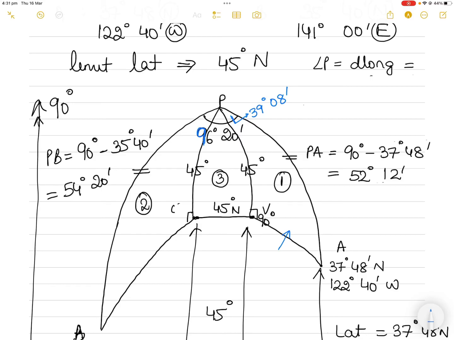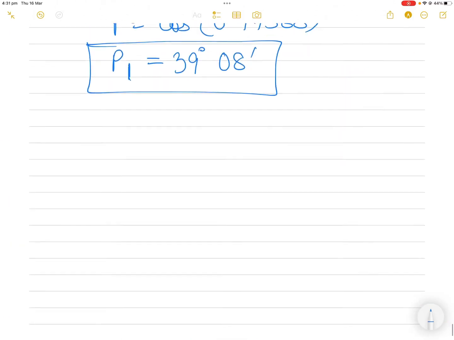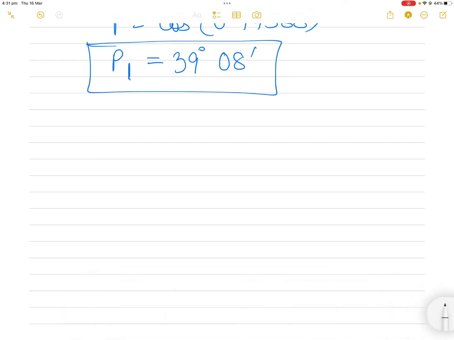Now let me find out similar values for triangle PBW. Alright, so you start off and I will join you. So how would you go about it? Triangle PBW, sorry, the W got erased. So draw triangle PBW. I'll use a different color pen. So this is how it looks currently. PBW. This is the 90 degree angle, this is 45 degrees, PB is 54 degrees 20 minutes.